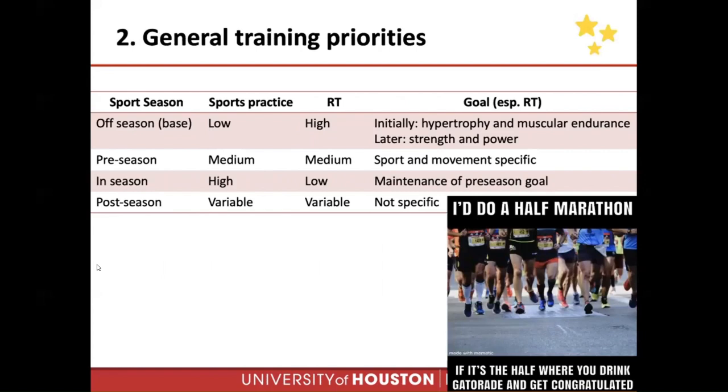Our general training priorities for resistance training. In our off-season or base, we have low sports practice, high resistance training. And initially with our resistance training, we're focused on hypertrophy and muscular endurance. And then later, as we're approaching preseason, strength and power. Once we're in preseason, a little bit more sports practice, a little bit less resistance training stress. And we're going to start working on sport and movement specific activities.